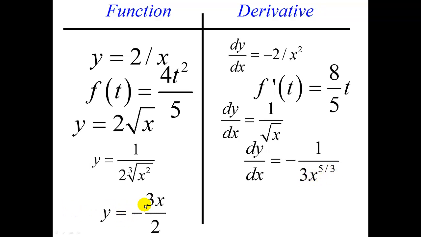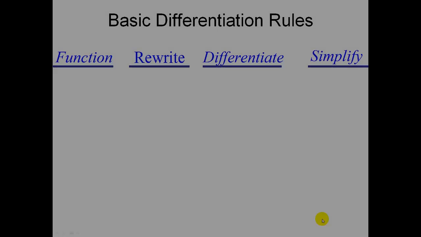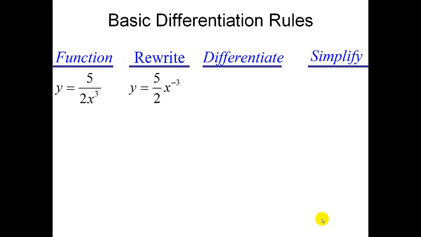Let's look at y equals negative 3/2 x. The constant multiple rule says we can split out that negative 3/2 and x. And indeed, it's going to be negative 3/2 times 1, or negative 3/2. Now, one of the things that's going to help you a lot is rewriting the functions when necessary to make them easier to use the power rule and the constant multiple rule.